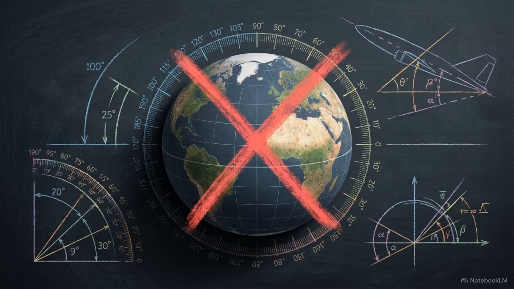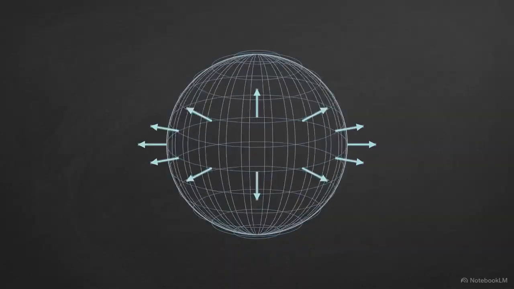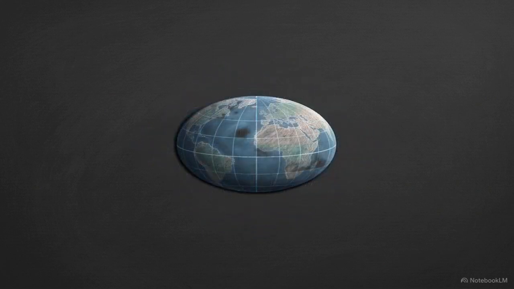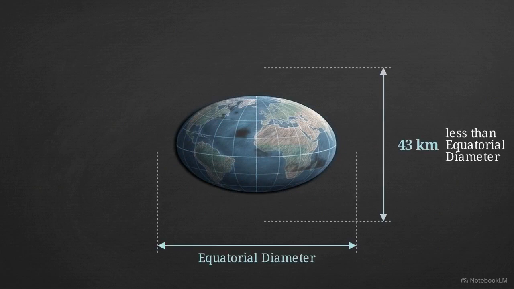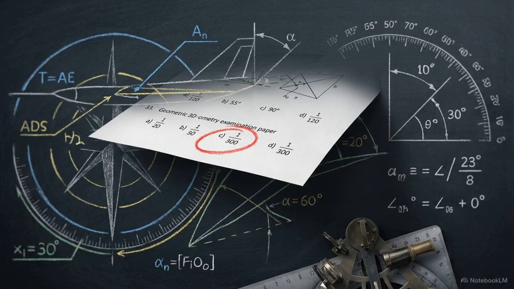So, is the Earth actually a perfect sphere? The short answer is no. As the planet spins on its axis, the resulting centrifugal force constantly pulls its mass outward. This rotation causes the shape to flatten at the poles and bulge at the equator, creating an oblate spheroid. Because of this distortion, the polar distance is exactly 43 kilometers less than the equatorial diameter. In aviation units, that equals exactly 23 nautical miles. This creates a polar compression ratio of 1/300, or 0.3%, a specific metric frequently tested on DGCA exams.